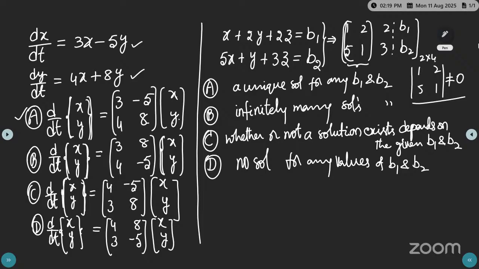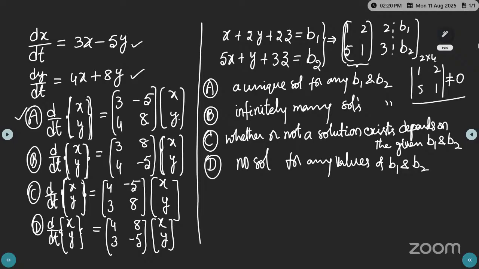Since it is already 2 by 4, what can you say? Its rank is already 2. Am I right or not? If b1, b2 are both non-zeros, then also the rank will be 2 at maximum. And rank will be 2 again for homogeneous, whether b1, b2 are both zeros or non-zeros. The rank of the coefficient matrix is 2. Rank of the augmented matrix is also 2.